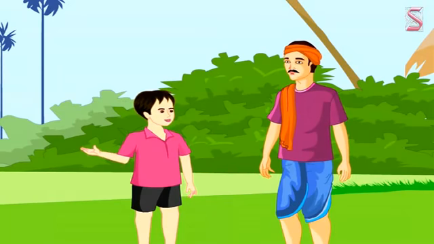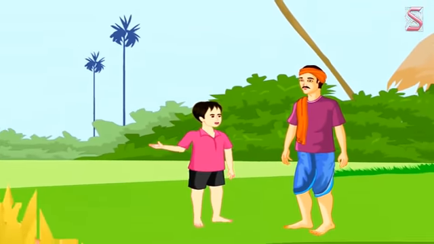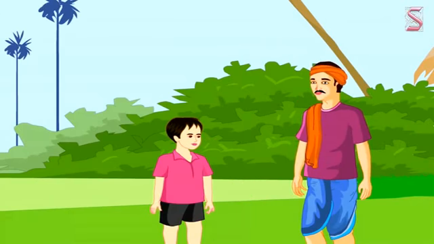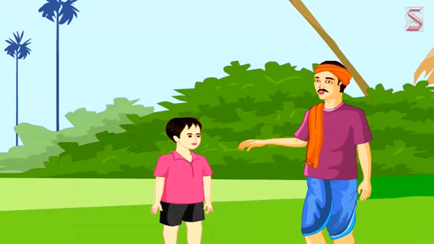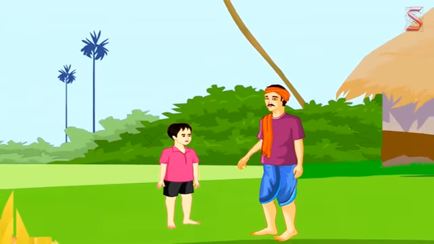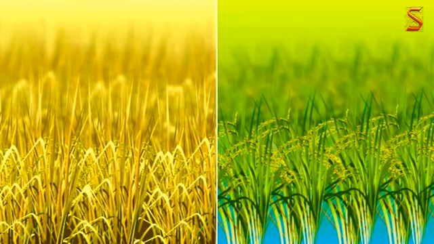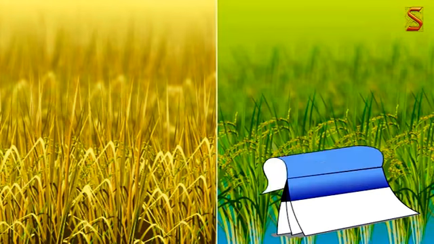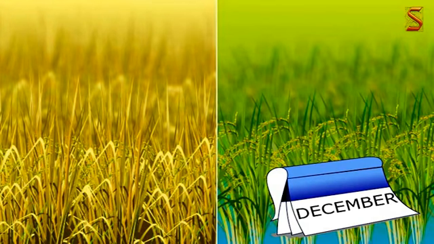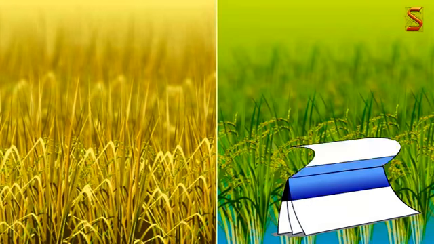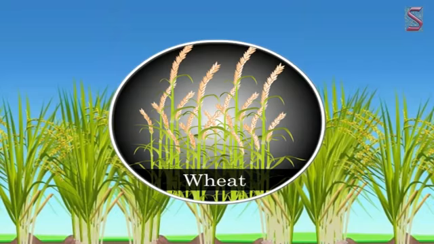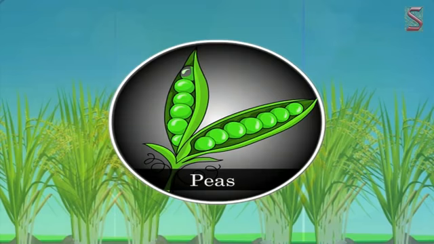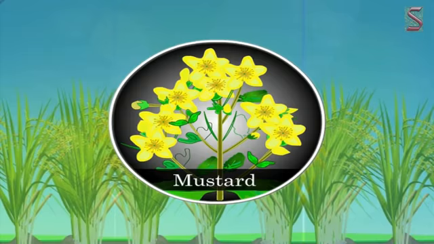What all types of crops are generally grown by farmers in our village and around the country? Mainly, there are two types of crops grown by the farmers, Rabi and Kharif. Rabi crops are sown in winter from October to December and harvested in summer from April to June. Some of the important Rabi crops are wheat, barley, peas, gram and mustard.